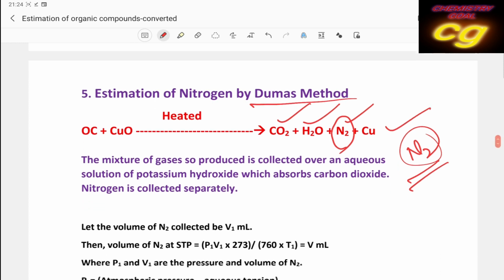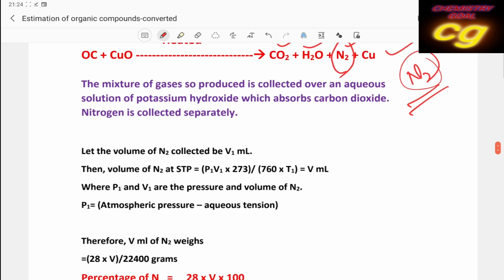So the calculation is like this. Let the volume of nitrogen collected in the experiment be V1 ml. Already you know, when the volume of gas is converted to NTP, then we can convert the volume to mass. So what will be the volume of nitrogen, that V1 ml, at NTP? The formula is P1 V1 by T1 is equal to P2 V2 by T2.